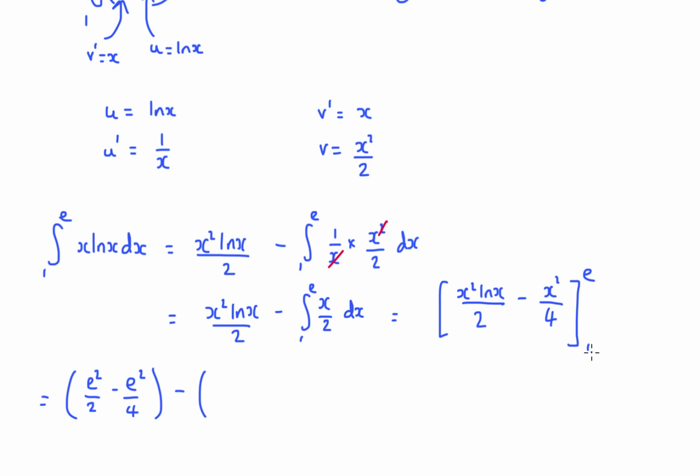Take away what we get when we sub 1 in. When we sub 1 into here, we're going to have 1 squared times ln 1. ln 1 is 0, so this term is going to become 0. And when we substitute 1 into here, we're going to have 1 squared over 4, so a quarter, negative a quarter. Tidying that up, e squared over 2 minus e squared over 4. Well, if you think about a half minus a quarter, that's a quarter. So we've got a quarter e squared here, so that's e squared over 4. Minus a quarter, so that's add a quarter. So that's my answer to that other region, the other area that we were looking for.